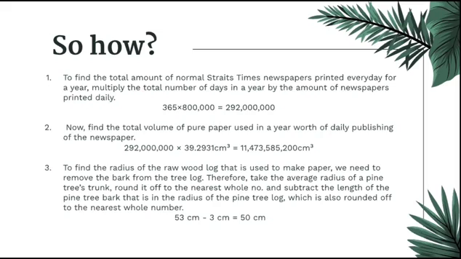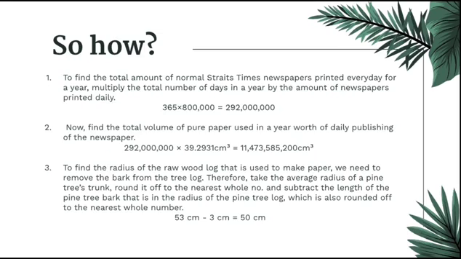To find the total amount of normal Straits Times newspaper printed every day for a year, multiply the total number of days in a year by the amount of newspaper printed daily, which will be 365 times 800,000, which will equate to 292 million. Now, find the total volume of pure paper used in a year worth of daily publishing of the newspaper. The equation will be 292 million times 39.2931 cm cubed, which will equate to 11,473,585,200 cm cubed.